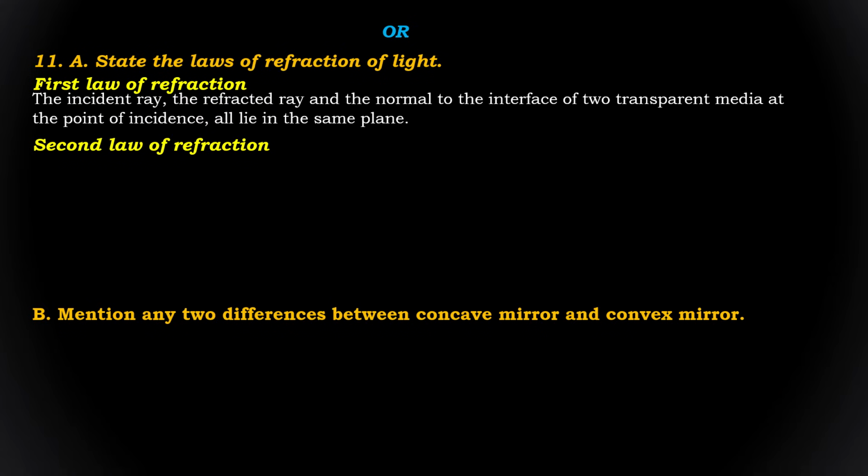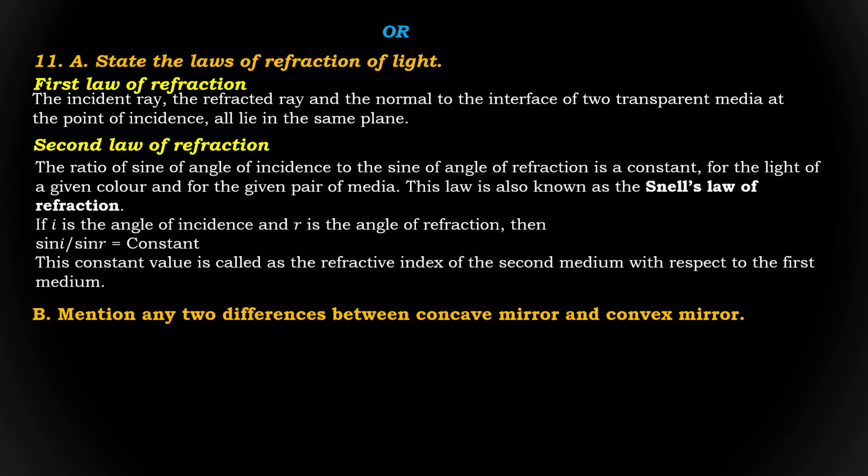Coming to the second law, which is also called Snell's law, it tells that the ratio of sine of angle of incidence to the sine of angle of refraction is a constant for light of a given color and for the given pair of media. This law is also known as Snell's law, and we can just write it.